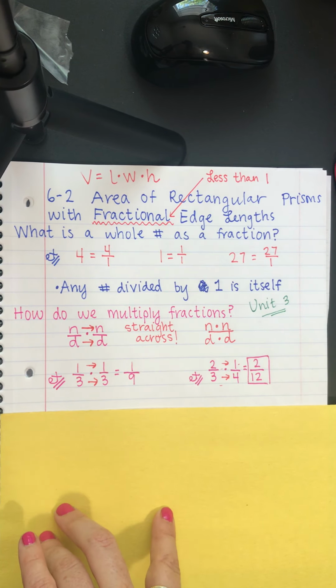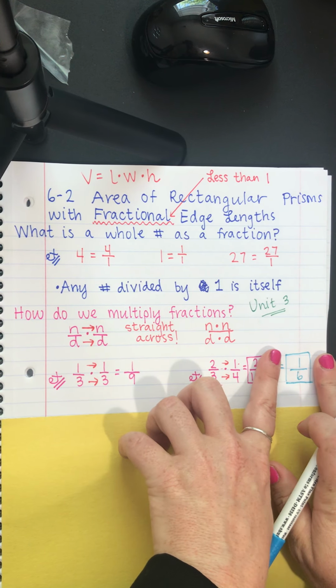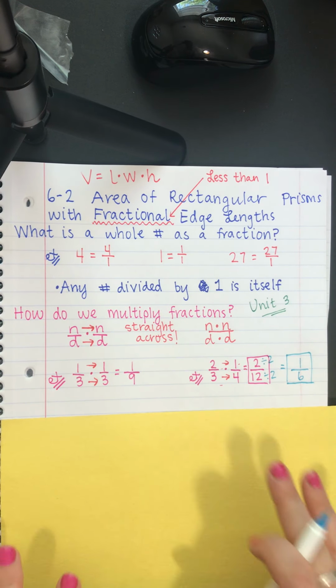Two divided by 2 is 1, and 12 divided by 2 is 6. I can't go any smaller than that. So this is a reduced answer. 2/12 is equal to 1/6. There was a test where we took your answers like this, but if your teacher asks you to reduce, it needs to be like this.